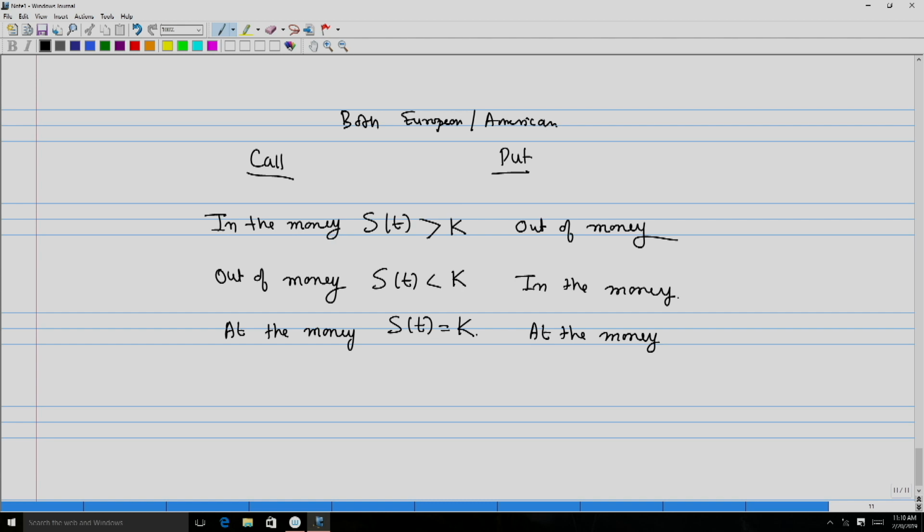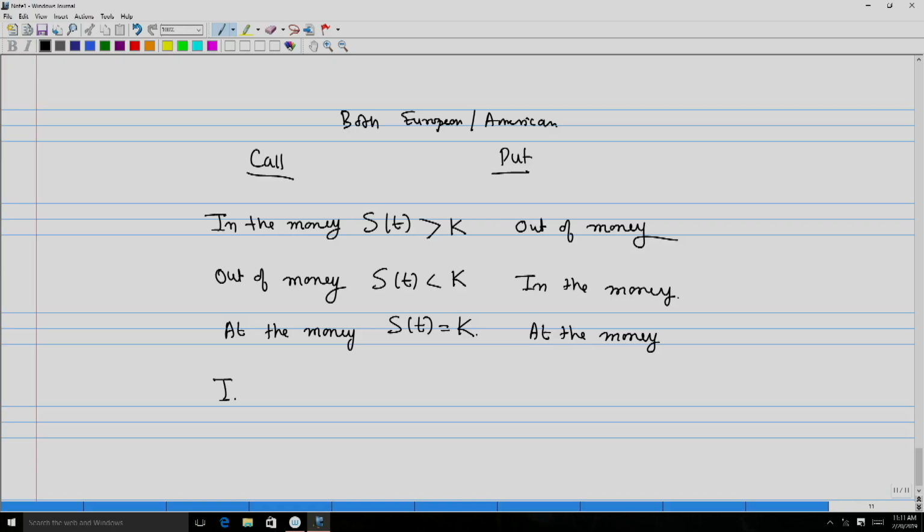So, what does this mean? In the money means that in case of a call option, if your S of t is greater than K, then you are obviously going to have an incentive to exercise. So, you are in the money. However, if S of t is greater than K for a put option, there is no reason for the holder to go ahead and exercise, and that is why you are out of money. And likewise, when S of t is less than K, you are out of money in case of a call option and in the money in case of a put option. And when the price of the stock at that given point of time t coincides with the strike price K, then you are at the money.